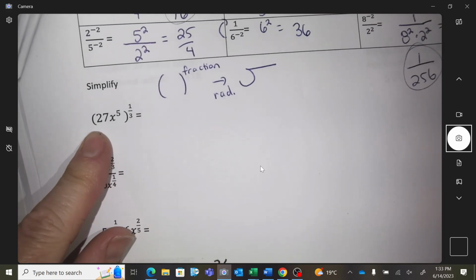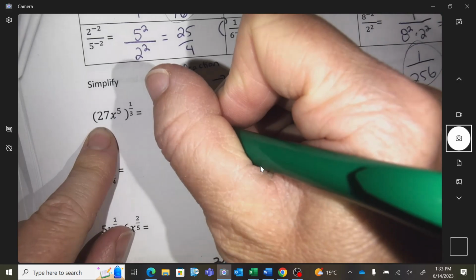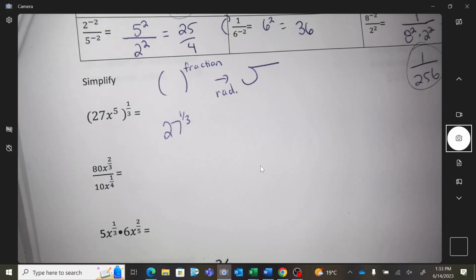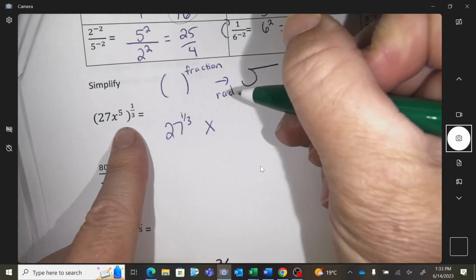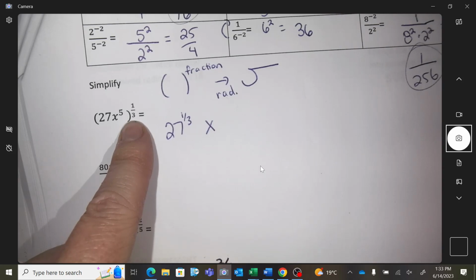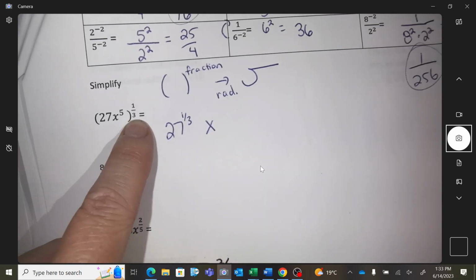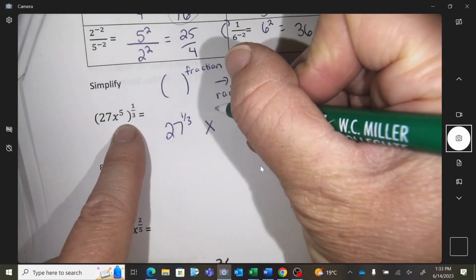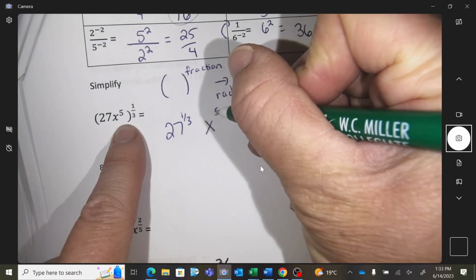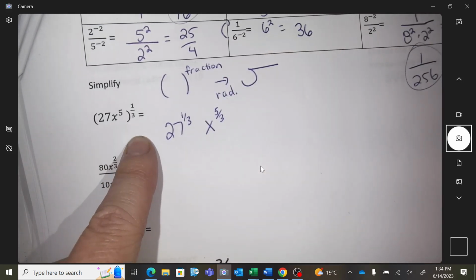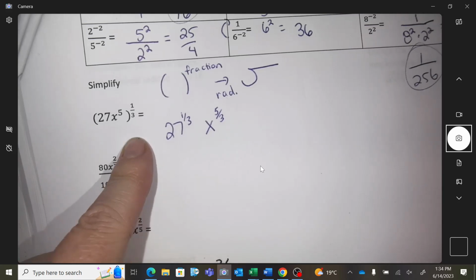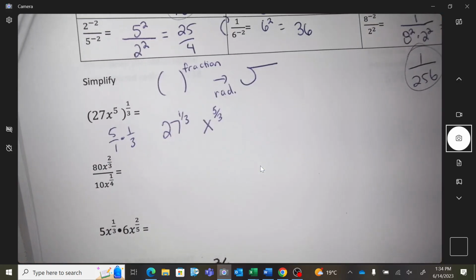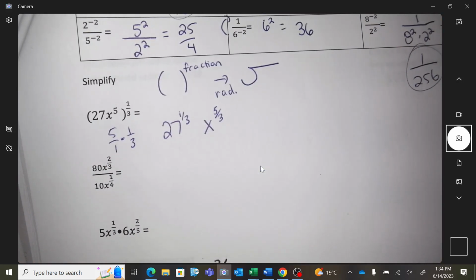Okay, so I'm going to break this apart here. So 27 to the 1/3, we're going to have to do some work with the coefficient. And what is the rule with the exponent to an exponent? What are you doing there? Just multiply. So what does that become multiplied? Five-thirds. Because this is 5 over 1 times a 1 over 3. 5/3. Okay.